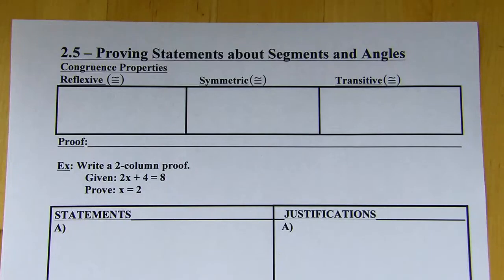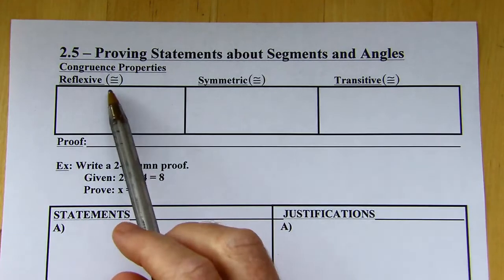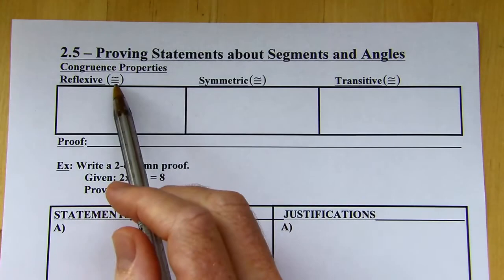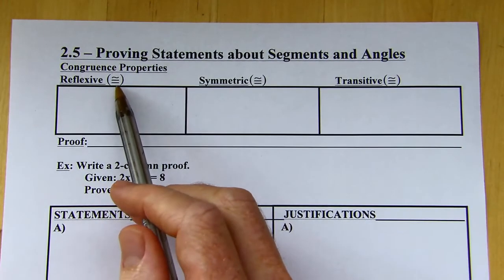Okay, 2.5, here we go. So we start out with some congruence properties, and these will look familiar because we have the same properties of equality, but these are properties of congruence. So we've got reflexive, symmetric, and transitive. So notice they have the little congruent symbol in parentheses.